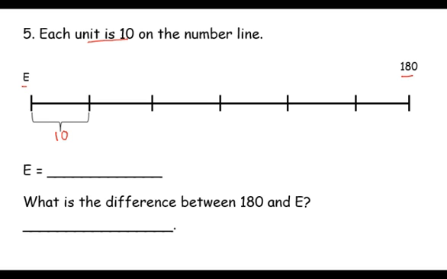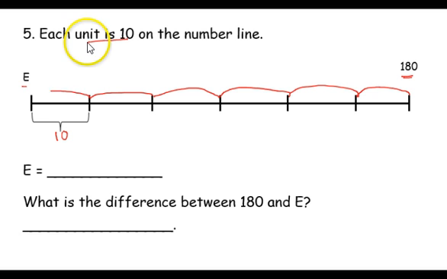In order to do that, I'm going to start at the 180, and I'm going to jump backwards by 10. So if I jump back 1 unit, that would take me to 170, 160, 150, 140, 130, 120. That tells me E is 120.